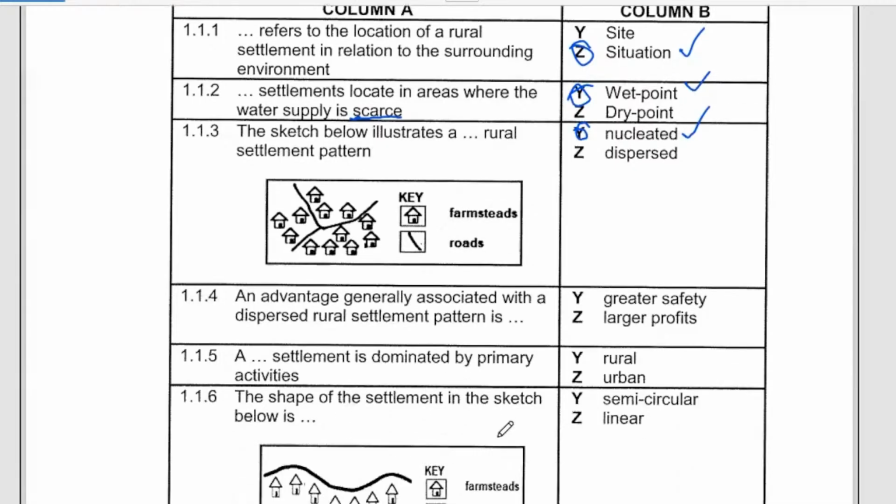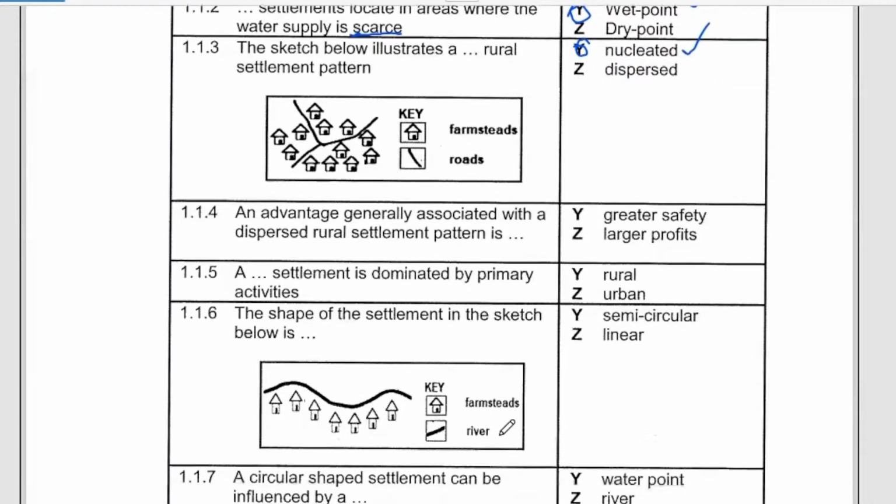Number 1.1.4, an advantage generally associated with a dispersed rural settlement pattern is, if we are located in a dispersed settlement, what's the likely advantage? The likely advantage is larger profits, since the farmer has to utilize a larger piece of land on their own. And also there's no sharing of farming equipment there. So the farmer is most likely to make profits from operating in an isolated type of settlement. But safety becomes a concern because there is less safety there because of the distance.